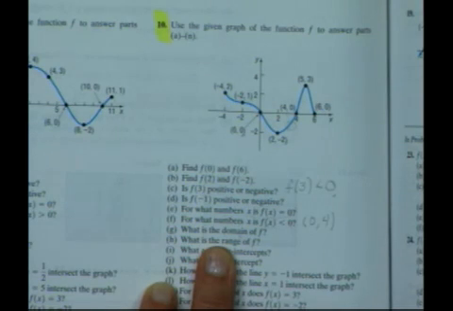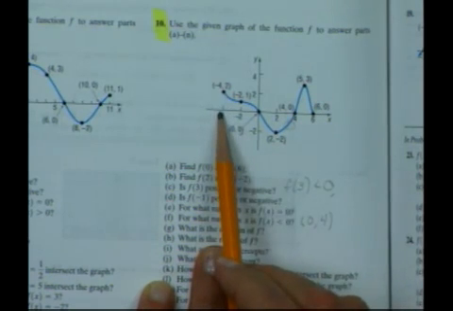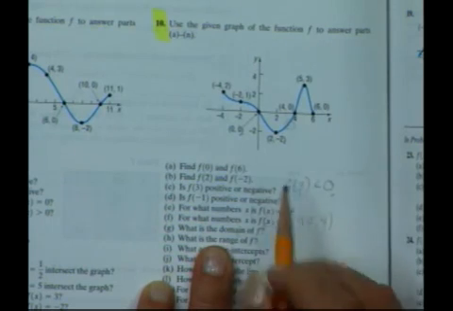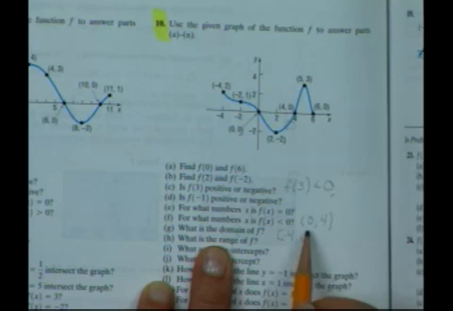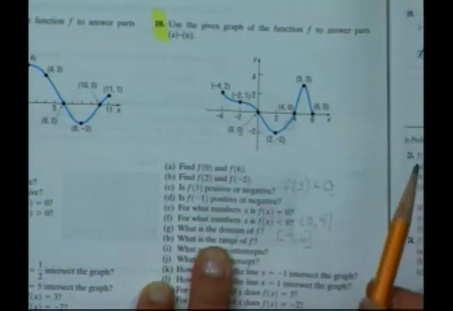What's the smallest x value on our graph? -4, and the largest x value is 6. So our domain starts at -4. Is that going to be a square bracket or an open parenthesis? Bracket, because the -4 is included, comma, and we're going to go all the way up to 6 with a square bracket. That's my domain.